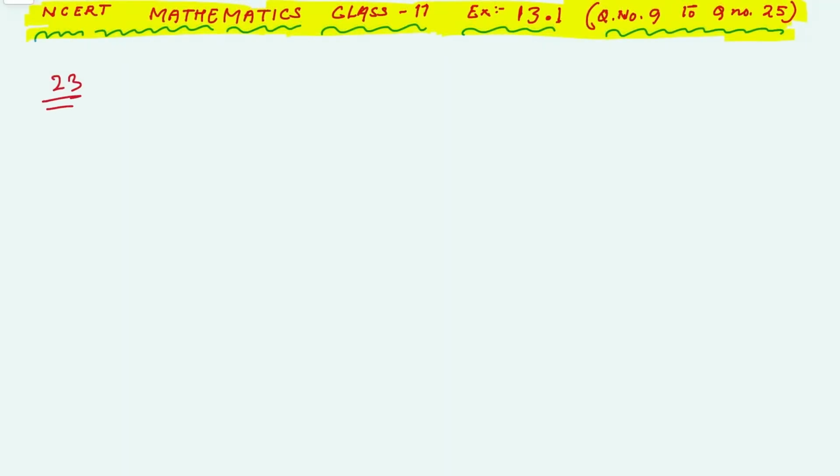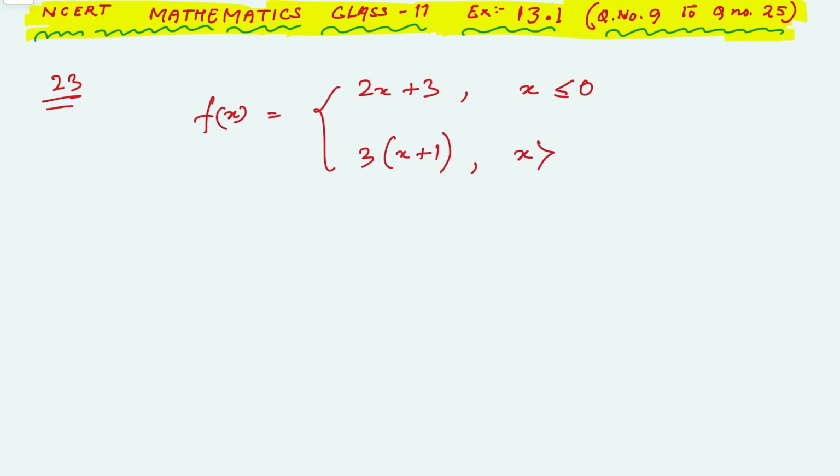So now question 23. Here we have f of x, a function which is equal to twice x plus 3 when x is less than or equal to 0, and thrice x plus 1 when x is greater than 0. Here we need to calculate the limit of f x when x tends to 0, and the limit of f x when x tends to 1. We need to evaluate these two.